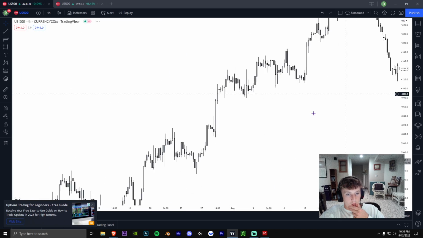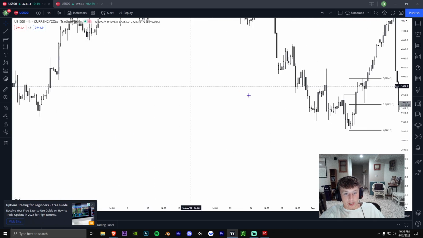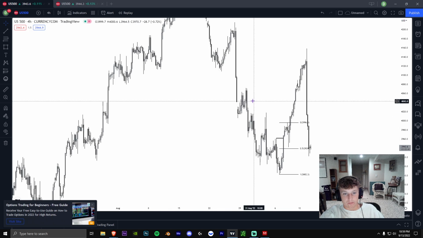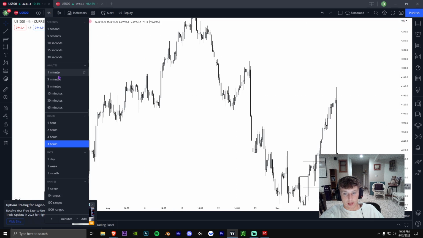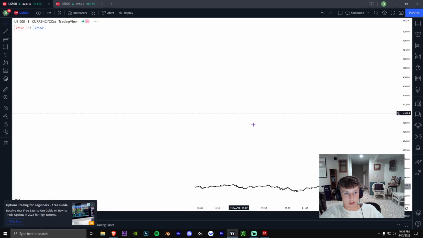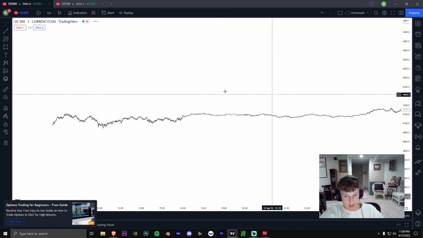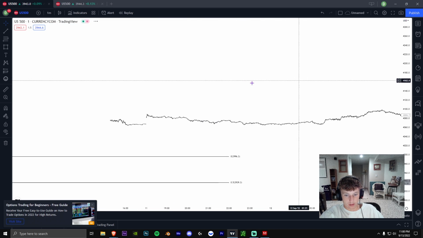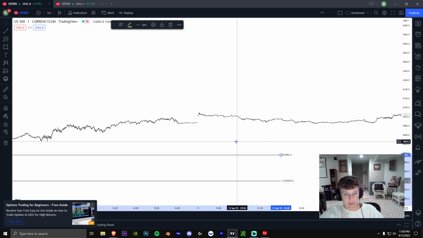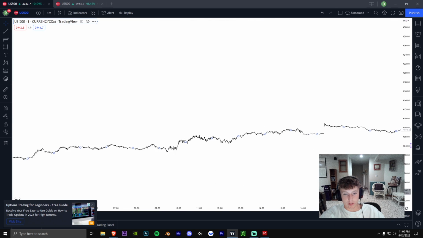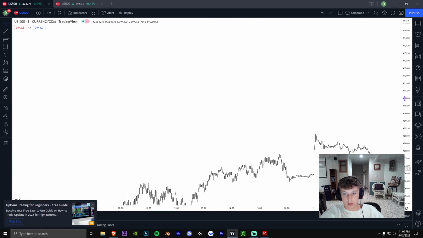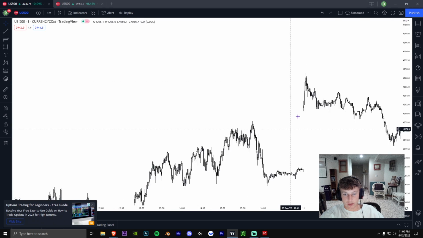So let me just show you an example of a short setup. I think we had one last Friday on the 1 minute. And I do use the 1 minute a lot. That is one of my main time frames. But you have to make sure that it lines up with confluence on the higher time frames. So right here, this is going to be a short setup.